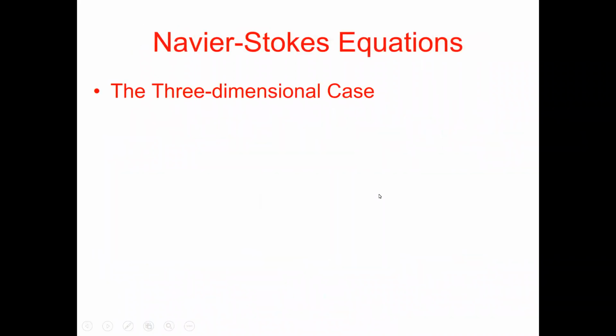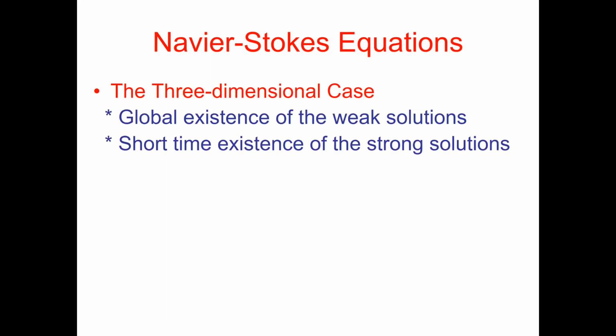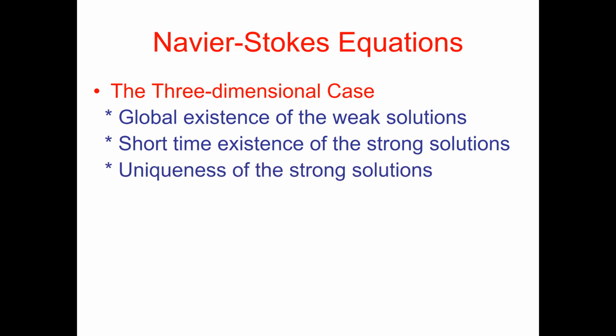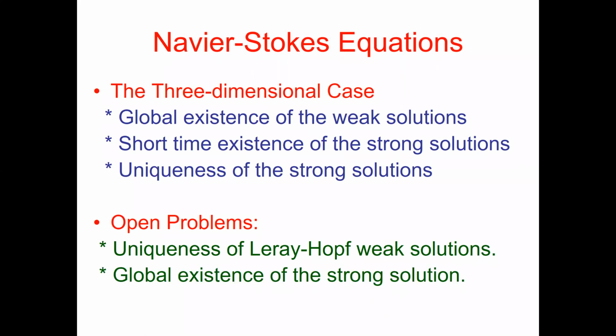And what we know about the Navier-Stokes in the three-dimensional case is: global existence of weak solutions, short-term existence of strong solutions, uniqueness of strong solutions. And the open problems until now are the uniqueness of Leray-Hopf weak solutions, even though there is a lot of attempt and work about the uniqueness of Leray-Hopf solutions using convex integration, but I still did not see the last verdict about that. There is some attempt. And the global existence of strong solutions.